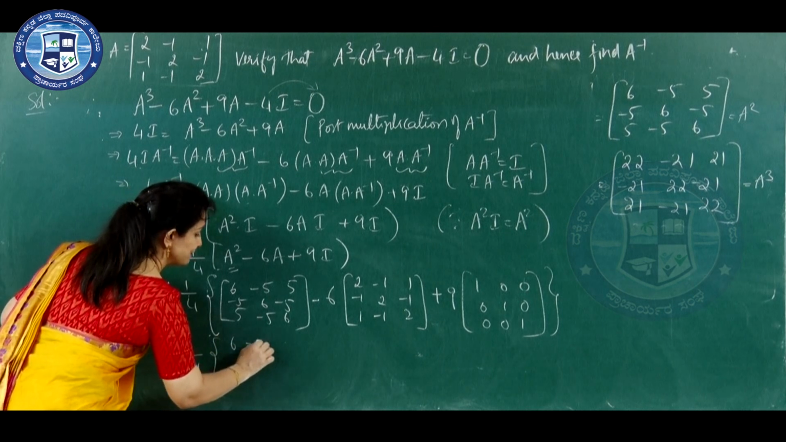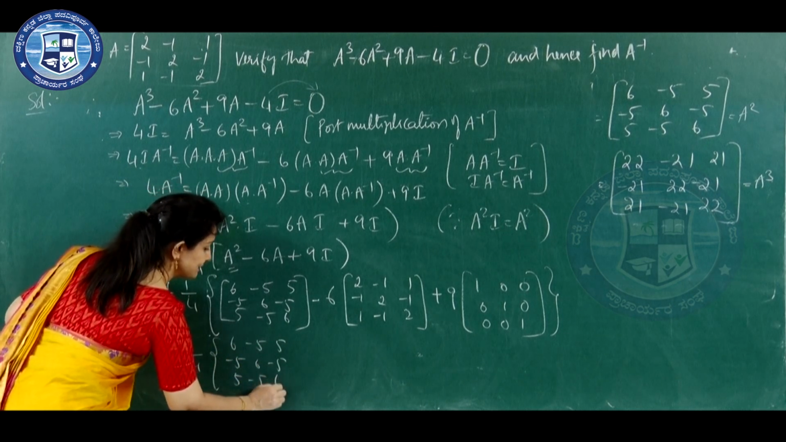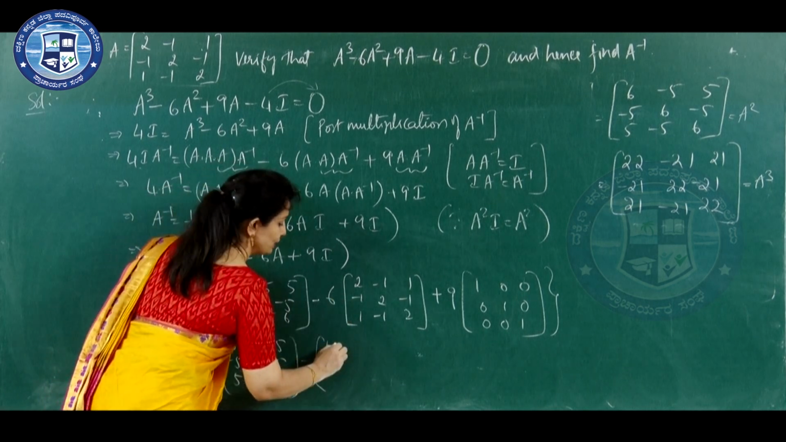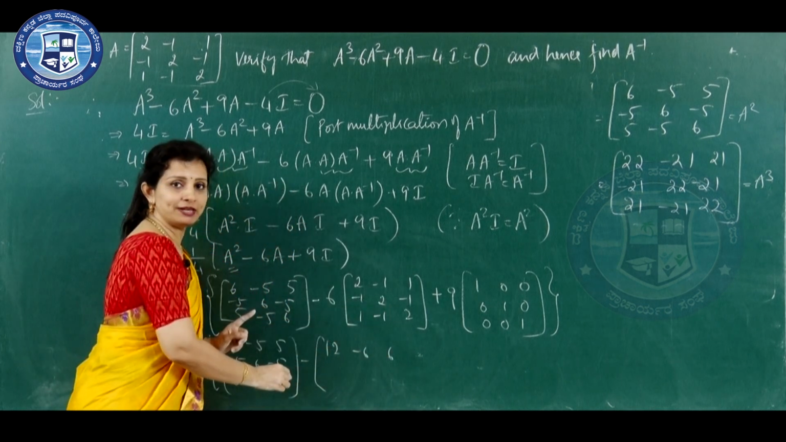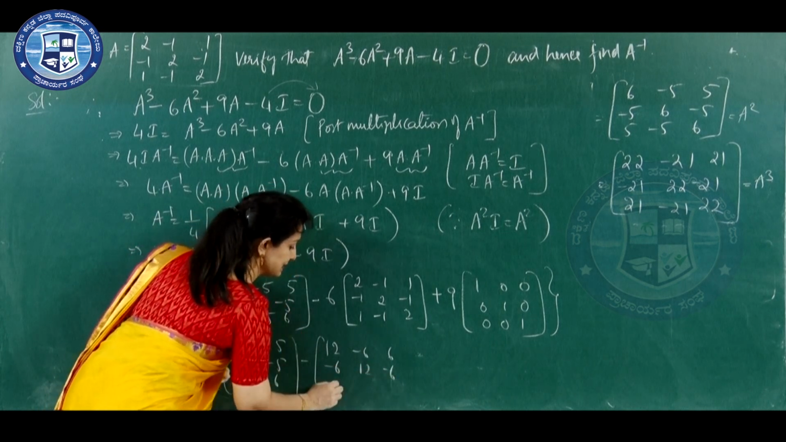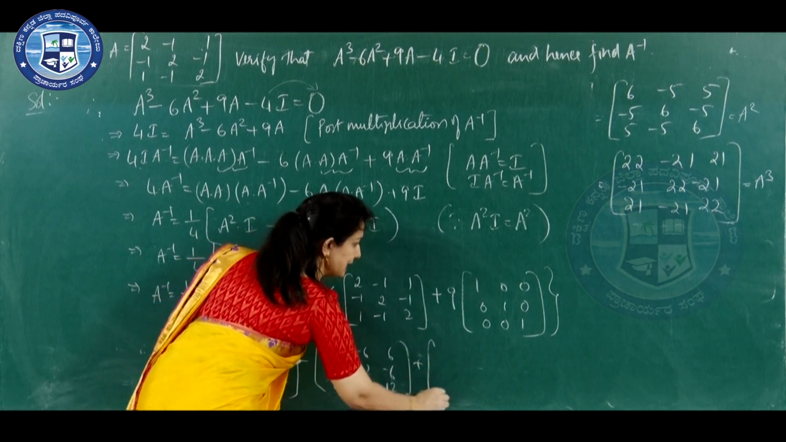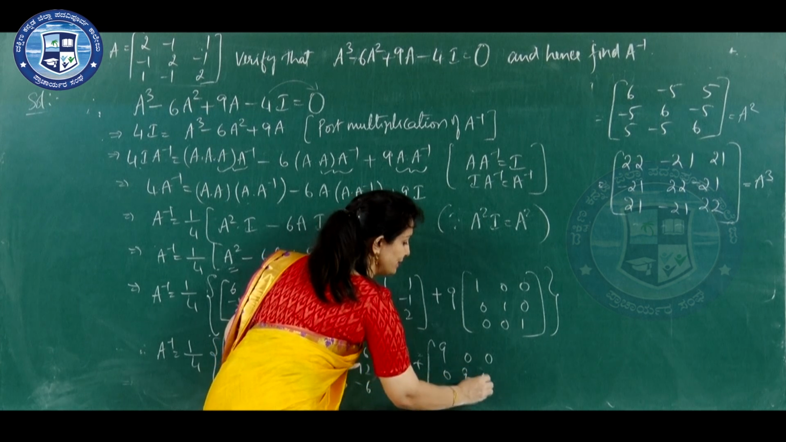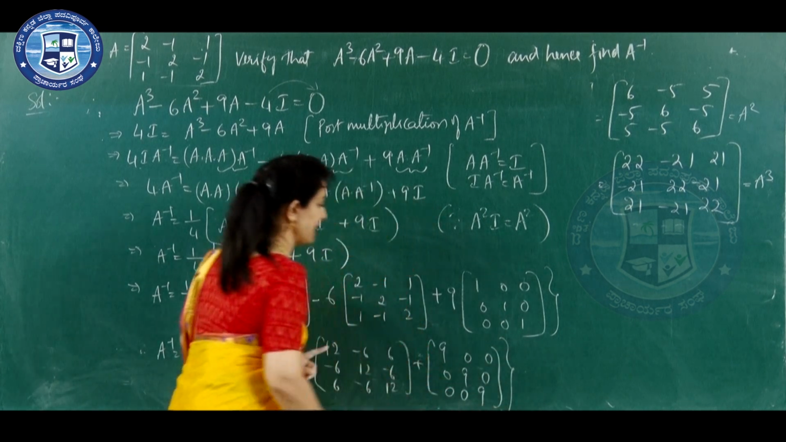So we have A inverse equals 1 by 4 into this: 6, minus 5, 5, minus 5, 6, minus 5, 5, minus 5, 6, minus 6 into 2, so 12, minus 6, 6. 6 is multiplied to each element, students. 6 into minus 1 is minus 6, 12, minus 6, 6, minus 6, 12, plus 9I: 9, 0, 0, 0, 9, 0, 0, 0, 9. Just add or subtract now.